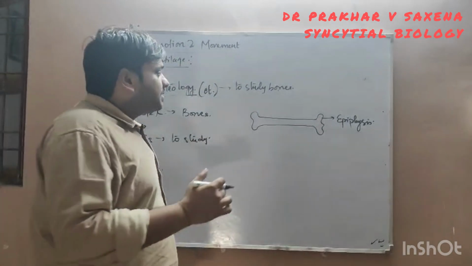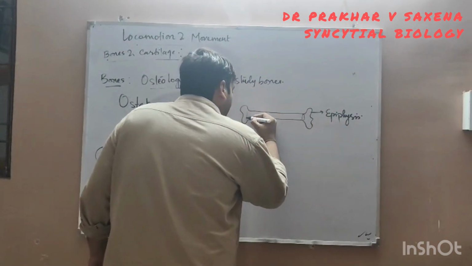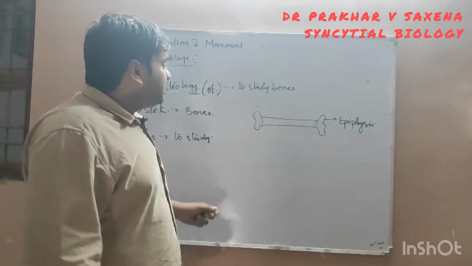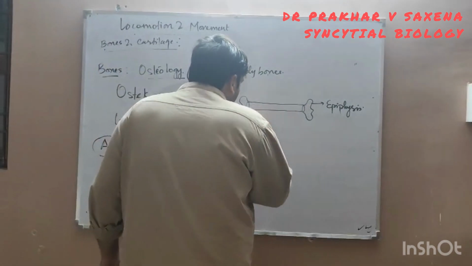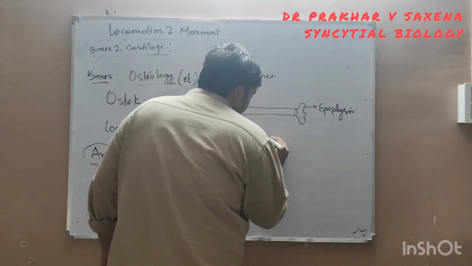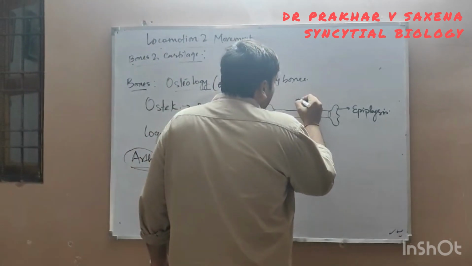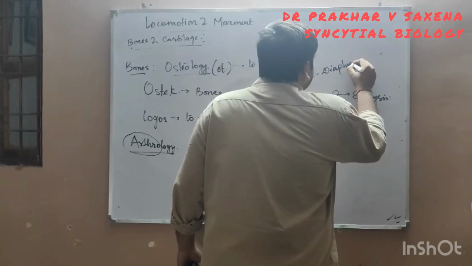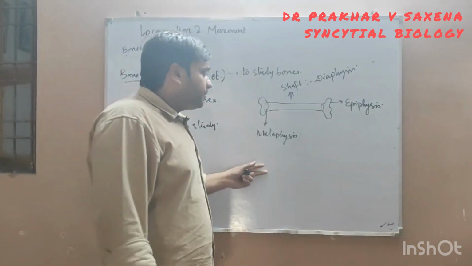Right next to the epiphysis lies the region of osteoclast and osteoblast activity. These are two types of cells, osteoclast and osteoblast cells. The region of their activity lies next to the epiphysis, and this region is known as metaphysis. And the long shaft that joins both ends is known as diaphysis. The rest you have studied in animal tissue, Haversian canal, Volkmann's canal, right?